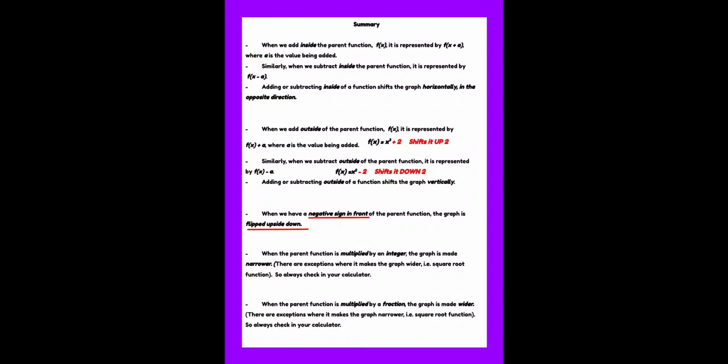Then we also looked at what happened when a negative sign was in front of the function. It flipped it upside down. And then when we were looking at the absolute value functions, when we multiplied by an integer, or rather a whole number, it made it more narrow. And then when we multiplied by a fraction, it made it wider. So these are the different types of transformations or shifts or adjustments we're going to make to the different functions that we see.